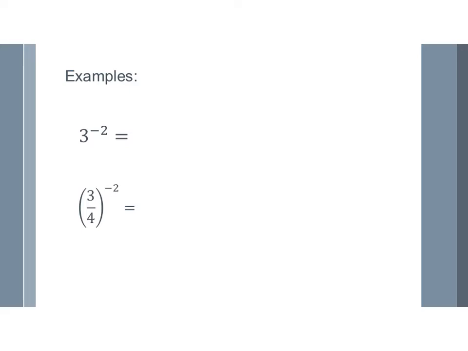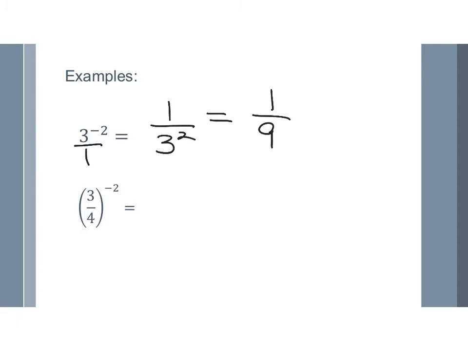So again, I have 3 to the negative 2 power. And again, if I think reciprocal here, I could put a 1 here, and then I can flip it and make the exponent positive. And then I'll evaluate 3 squared, and I get 1/9.